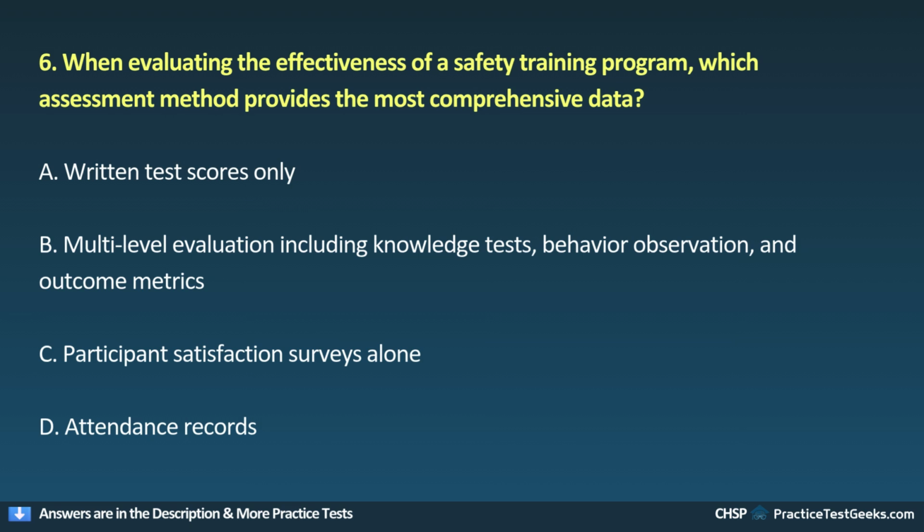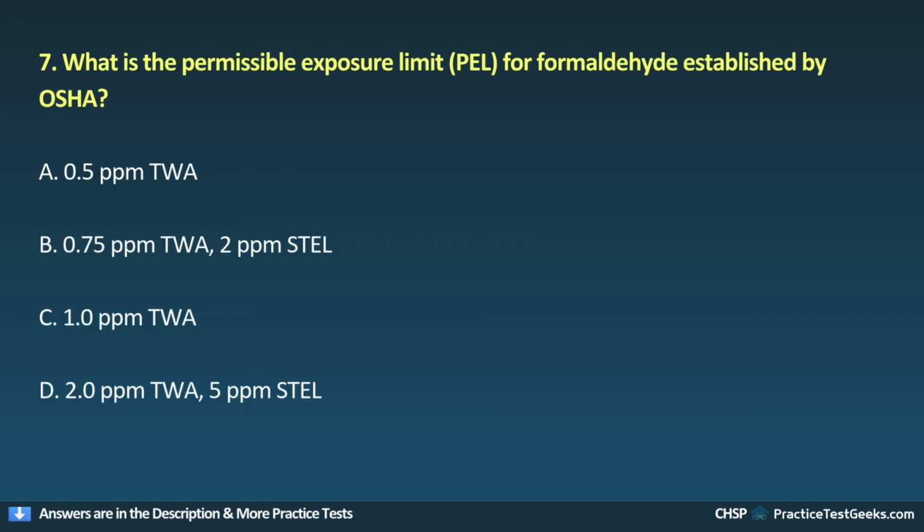6. When evaluating the effectiveness of a safety training program, which assessment method provides the most comprehensive data? A. Written test scores only. B. Multi-level evaluation, including knowledge tests, behavior observation, and outcome metrics. C. Participant satisfaction surveys alone. D. Attendance records.